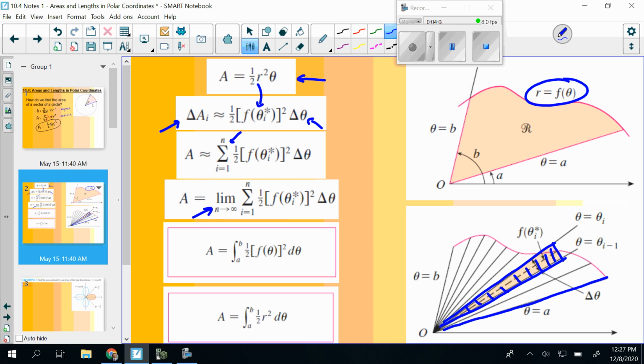And if we write that in integral notation, it would be the integral from a to b of 1/2 times our function of theta squared d theta. And if we just change f of theta back to our r notation, it ends up being 1/2 radius squared d theta. So this is going to be now the way we find area in polar form. That's the integral you're going to want to use and know.